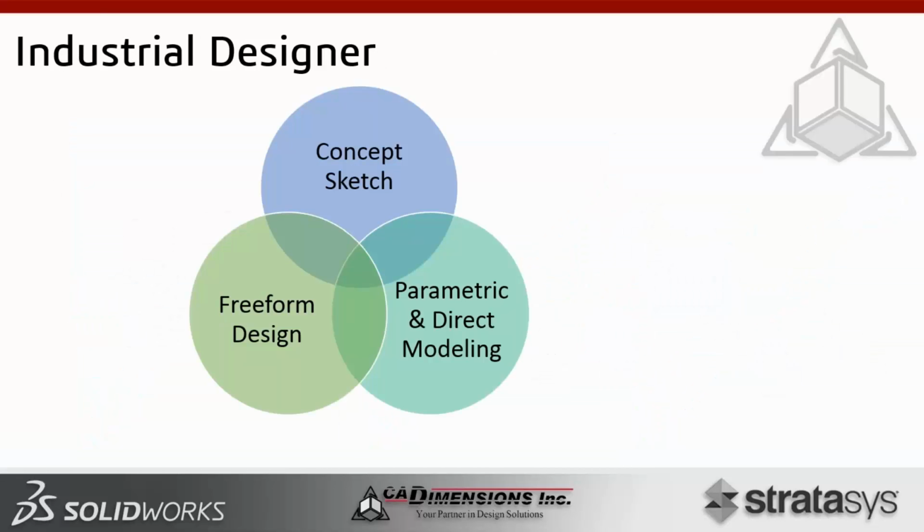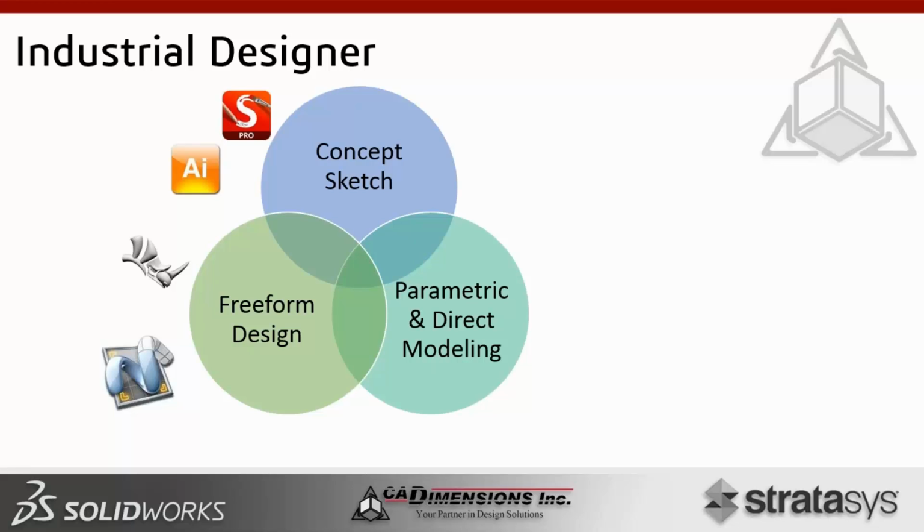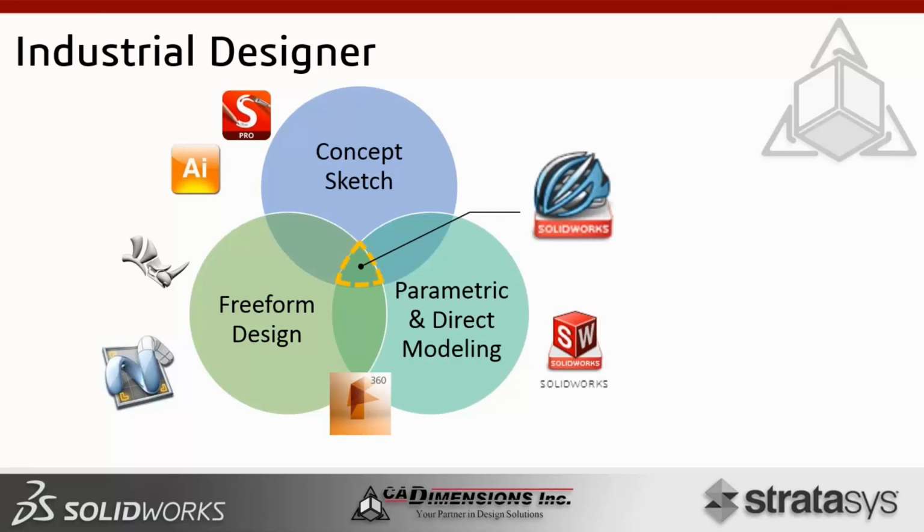Now that's really where Industrial Designer comes in. Let's just look at the three main portions that we're trying to accomplish with Industrial Designer: freeform design, concept sketching, and parametric and direct modeling. Now, there's software to do all three of these. Obviously SOLIDWORKS is parametric. What we are trying to do is be in the middle. We want to be able to do concept sketching, then take that to freeform design, and then be able to create parametric and direct modeling within Industrial Designer and in conjunction with SOLIDWORKS as well. So we're in that center sweet spot that is going to make it so you can utilize everything all the way through the process.